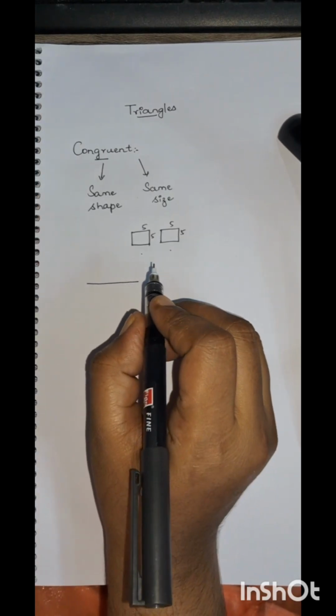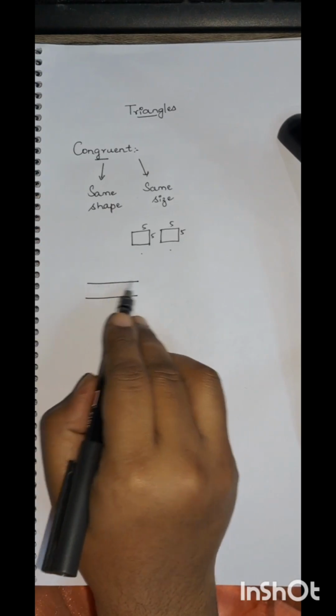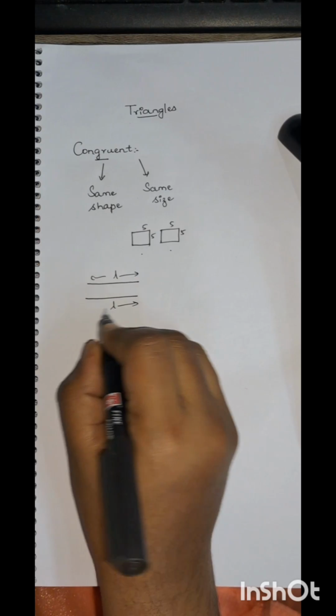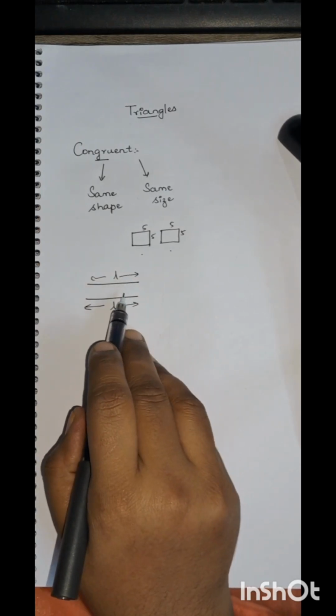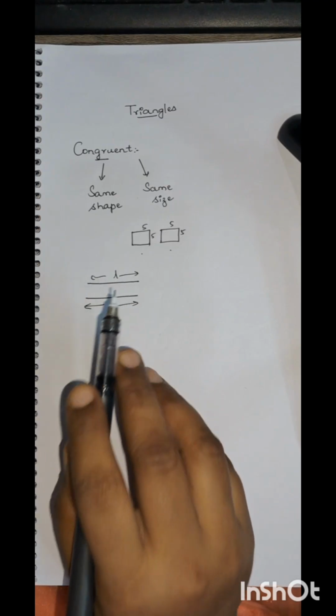For example, suppose I am drawing two lines. If the two lines are of the same length, for example this length is L and another length is also L, at this point we can say that these two lines are congruent to each other.